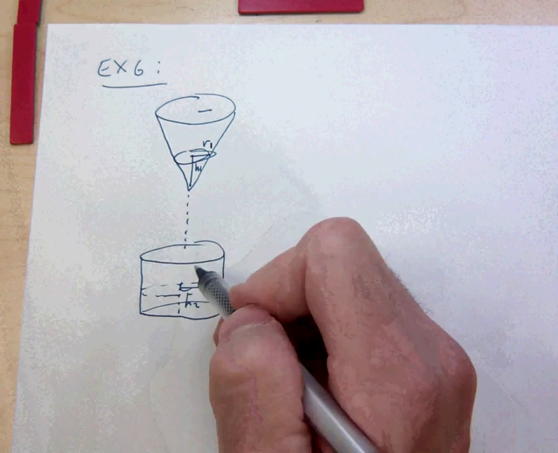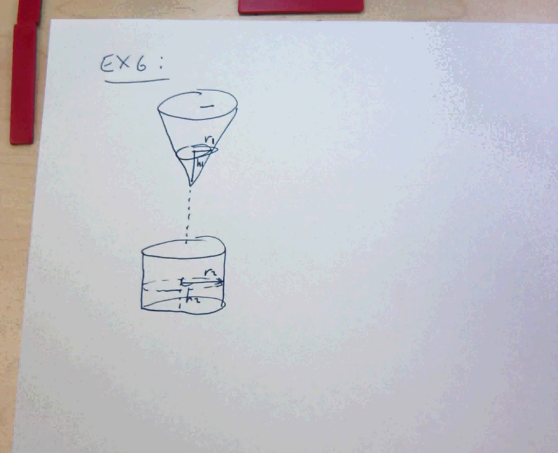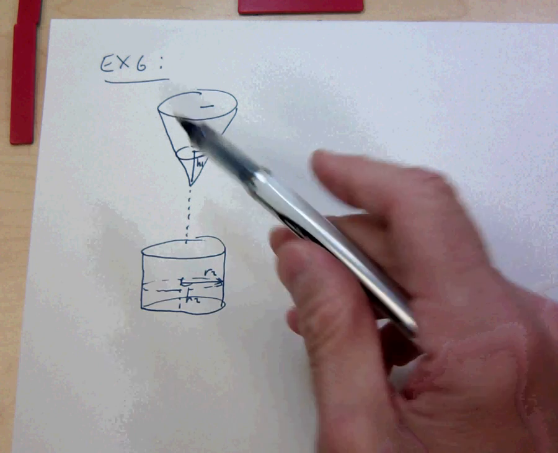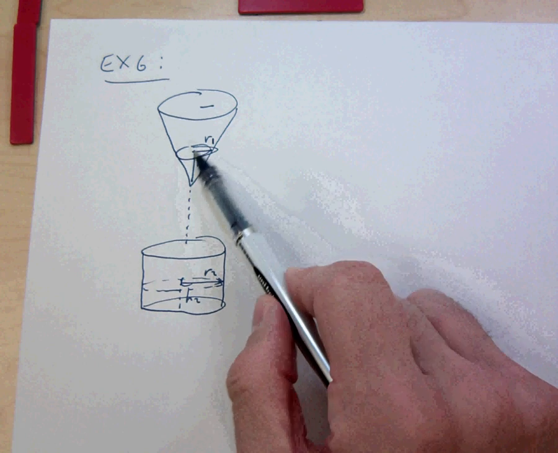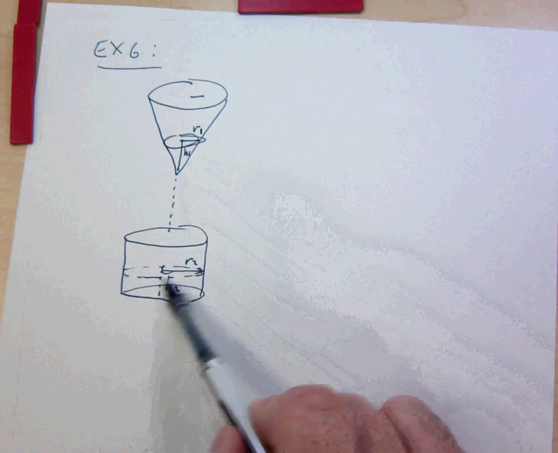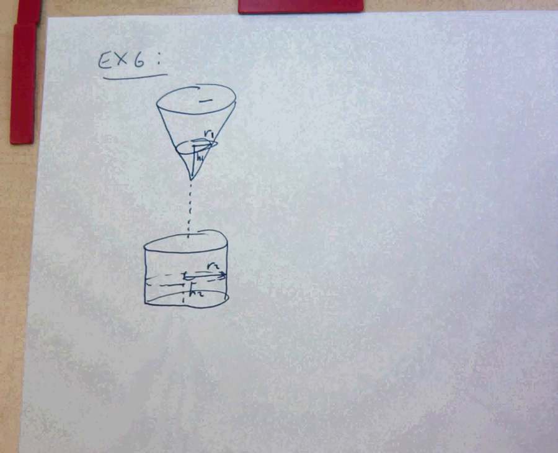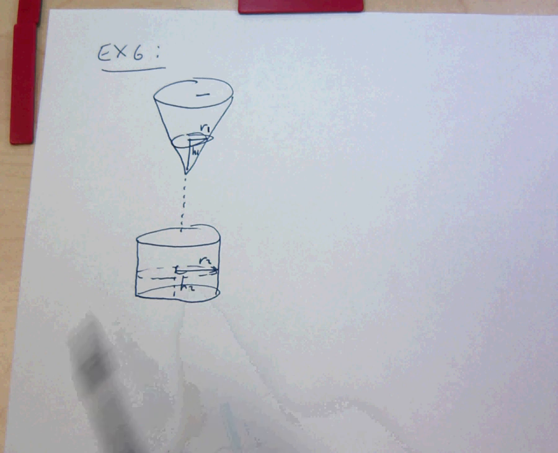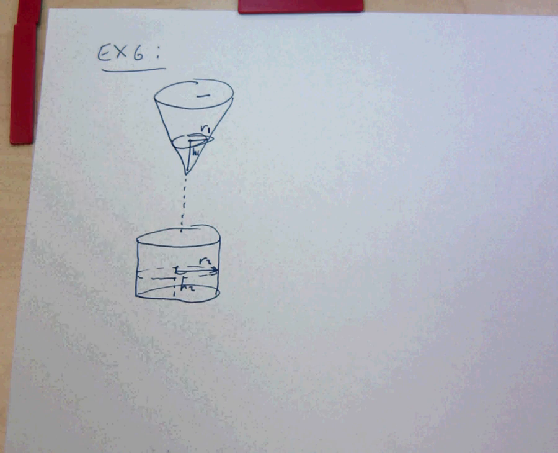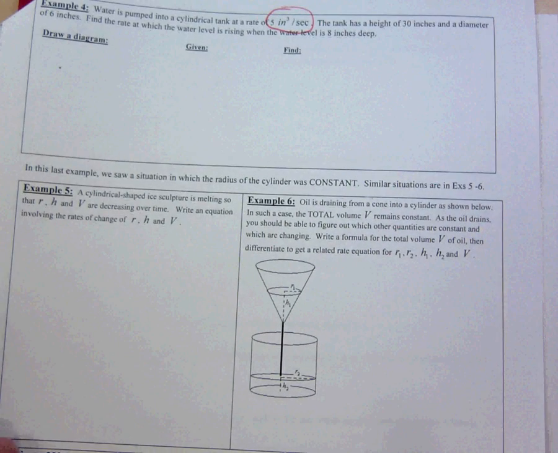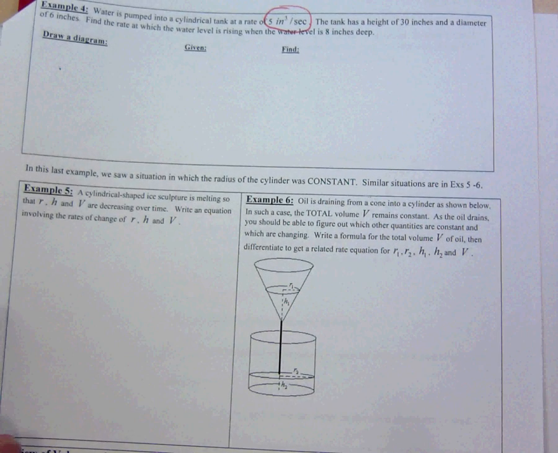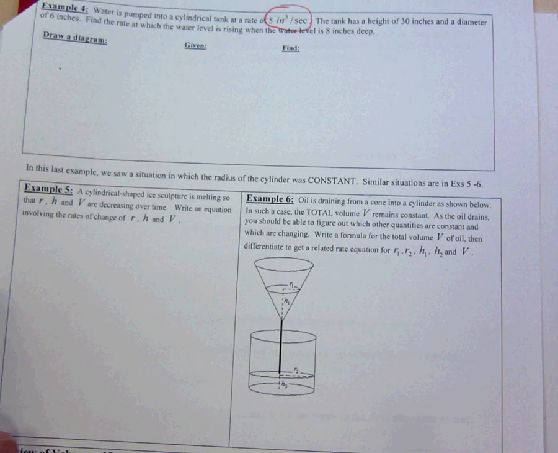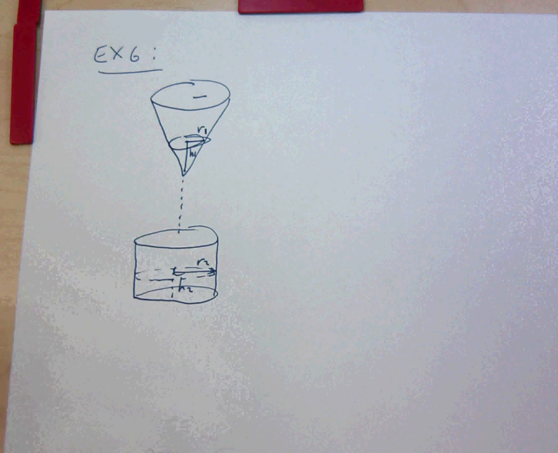Okay, and so what's happening here is the oil's starting out up here in the shape of a cone, and it's leaking out into the cylinder, right? And so up here the water forms a cone, down here the water forms a cylinder, right? Okay, and so it says to write a formula for the total volume of oil and then differentiate to get a related rate equation for everything. Are you ready? Here we go.